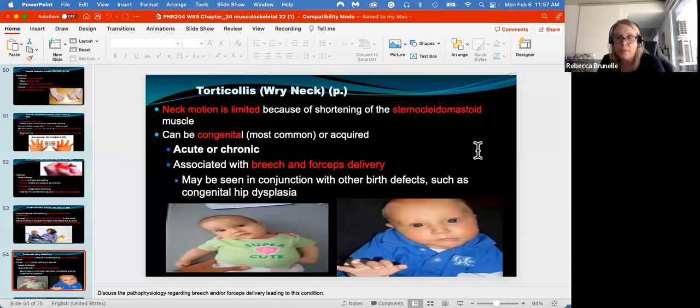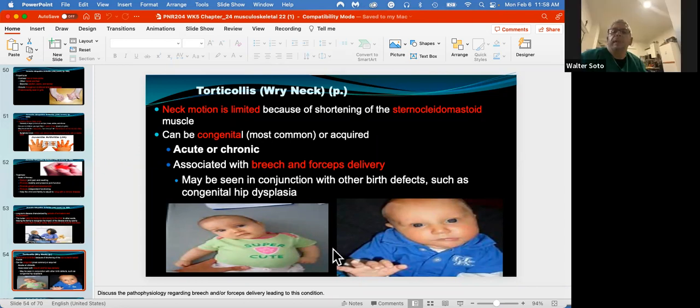So this next one, torticollis, this is the picture. What do you think is going on with his neck? He just can't move his neck to midline. Congenital just means they're born with it, or acquired, meaning something happens after they're born. It's almost always congenital, and breech or forceps deliveries are the most common cause. But you might see it if they have other problems like congenital hip dysplasia. So do you think these kids need surgery most of the time, or does it get better over time? What do you think?